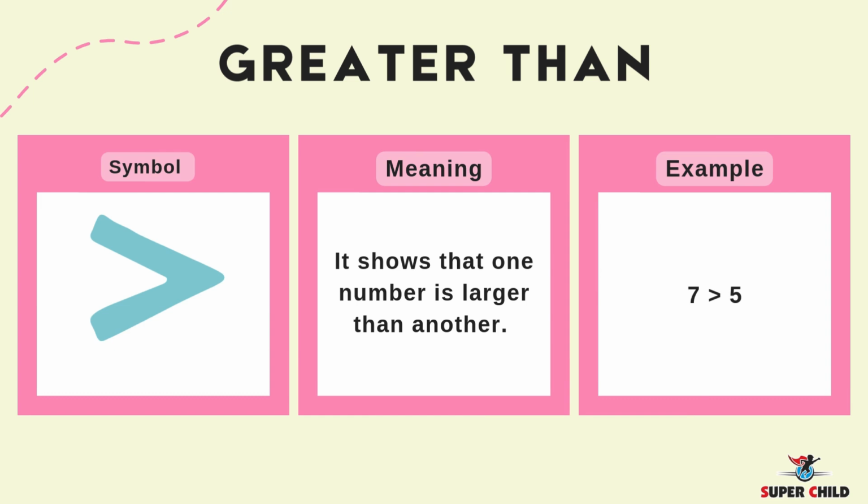Next we'll see is greater than. So it shows that one number is larger than another. For example, 7 is larger than 5. And the symbol of greater than is this sign.